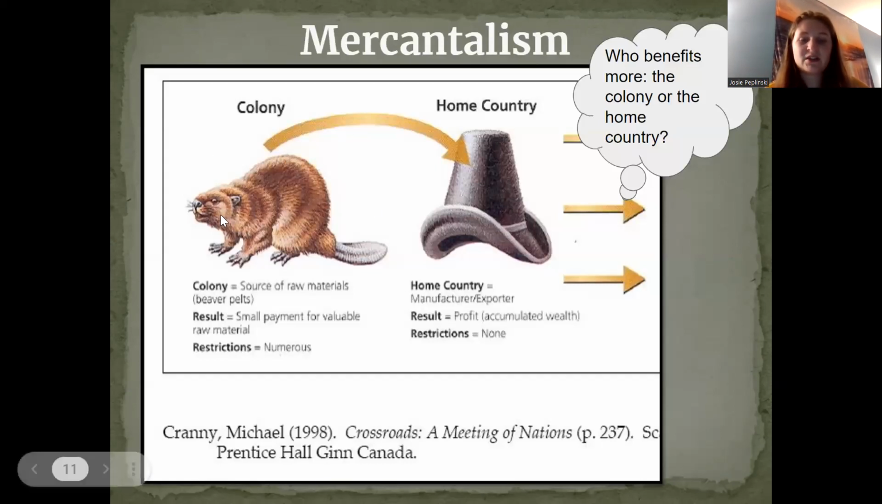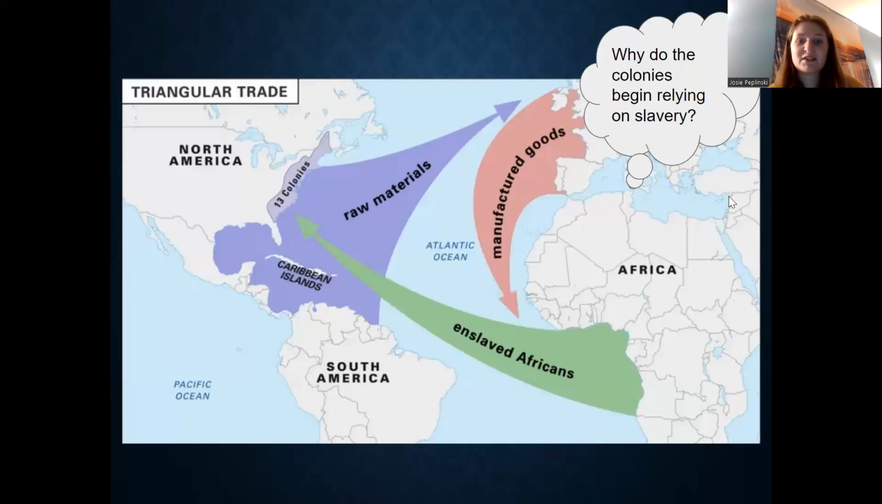The colony is the source of raw materials. The home country is going to pay them a small payment for that raw material, and then they're going to manufacture and export it into something more profitable. They'll sell it back to the colony and to other countries and to other colonies to make more profits. This also contributes to triangular trade.